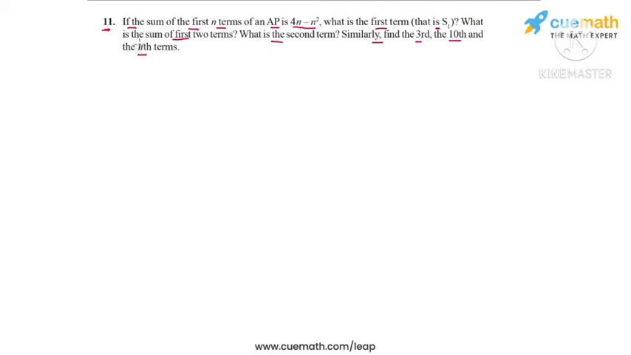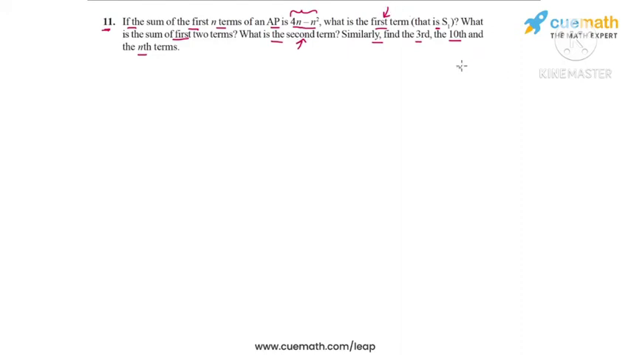So basically, we are given an expression for the sum of the first n terms, and using that we have to find the first term, and then we have to find the second term and the third, the 10th and the nth term.